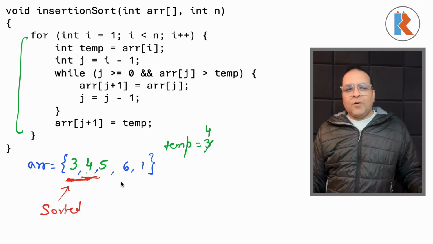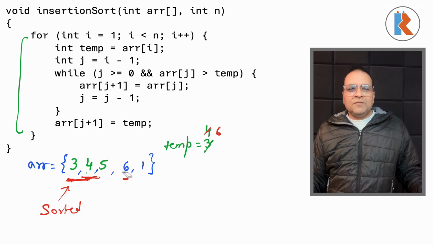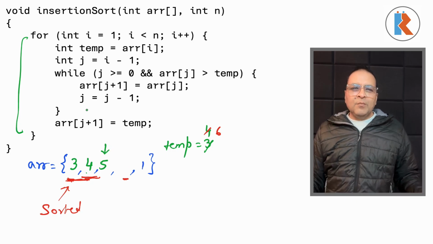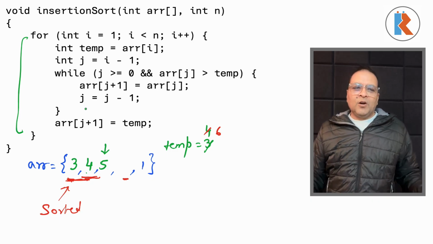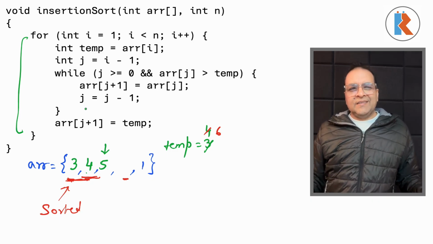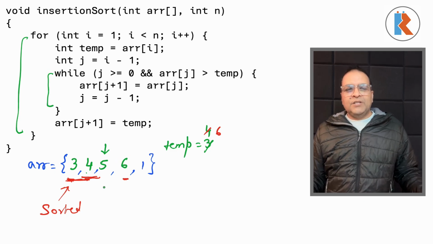In the next iteration of the for loop, we will pick 6. Now the temporary variable is 6. The position of 6 becomes practically empty. j will start from 5 and it will move all the elements which are greater than 6 one step forward. But because 5 itself is not greater than 6, we will not enter the while loop even once and 6 will go at the same position where it was.